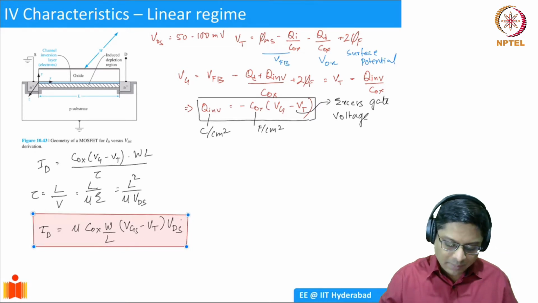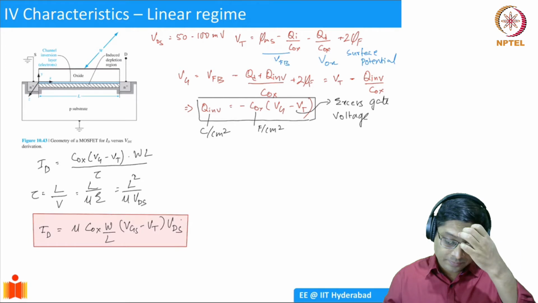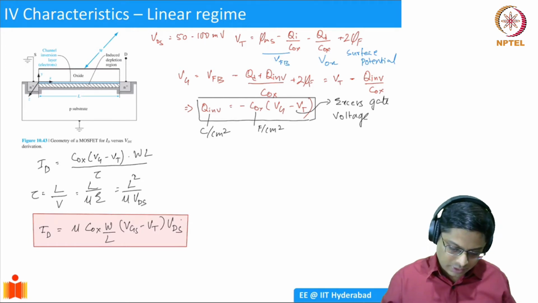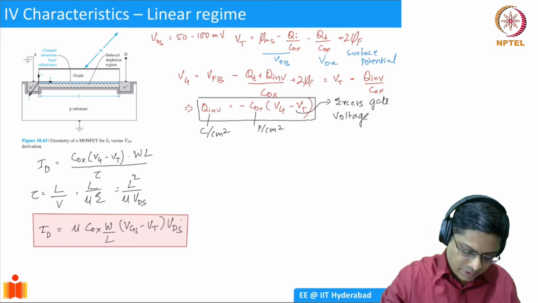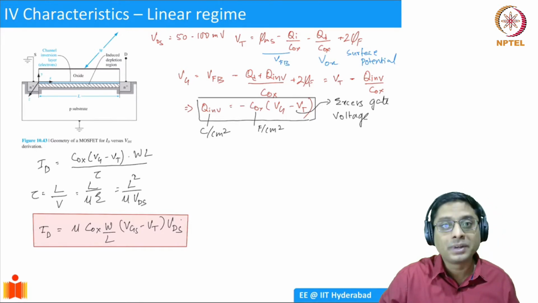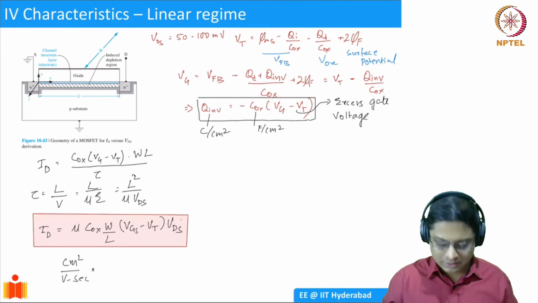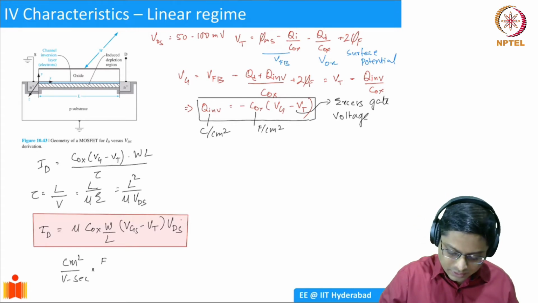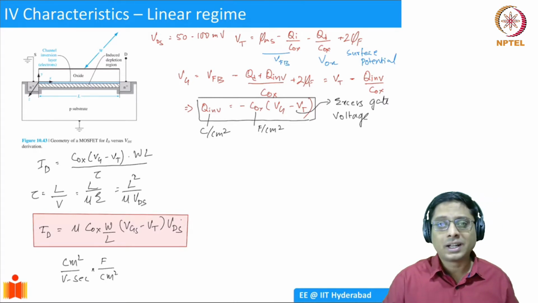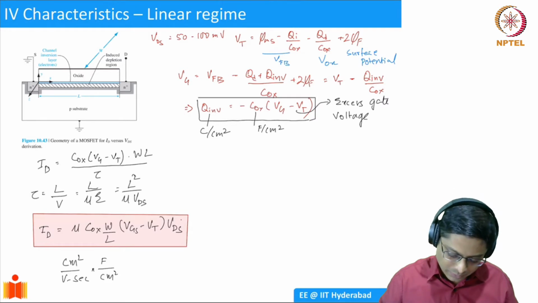Is it dimensionally correct? Let's check it out. Okay. What should be mu? Mu is mobility, which is simply centimeter square per volt second. Cox is farads per centimeter square. W and L are length units, so they'll cancel out. You don't need to worry about that. And then this is voltage square. VGS minus VT is voltage, and VDS is voltage, so voltage square.